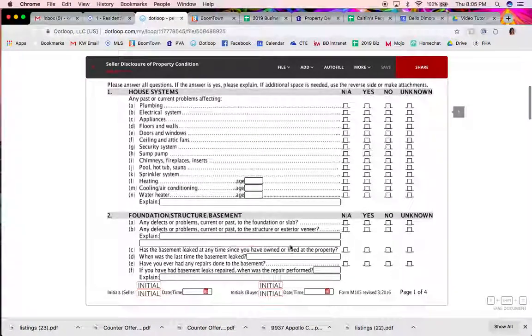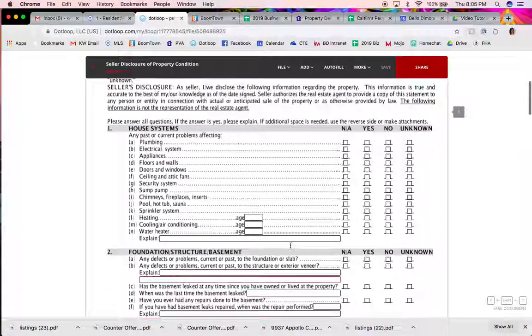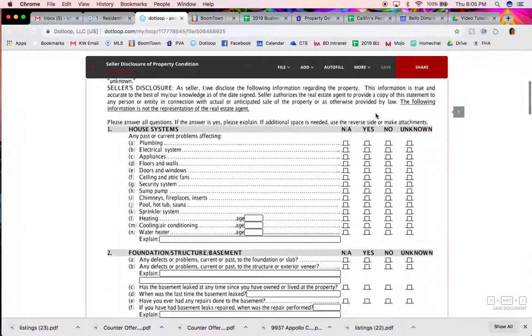Now, if I'm a buyer agent looking at this form, the first thing I tell my buyers is I want to look for everything that's checked in the yes column, because that means there's either something good or bad that has happened to that. So a yes that is good could be, yes, our furnace went out and we replaced it last month. So that's a good yes.